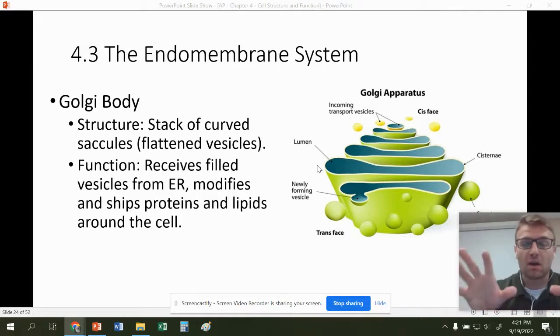So this is mainly not really our control center, in the sense that it doesn't have DNA, but this is the center in the cell that's really going to transport things around the cell. It's going to direct those vesicles of where to go.